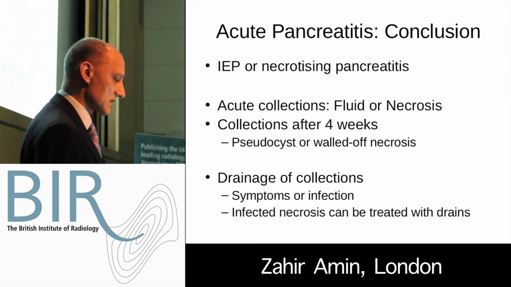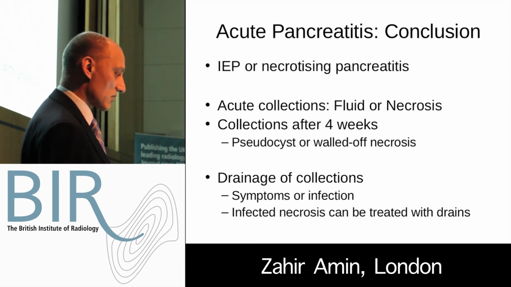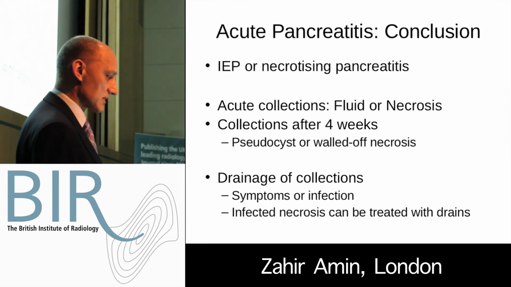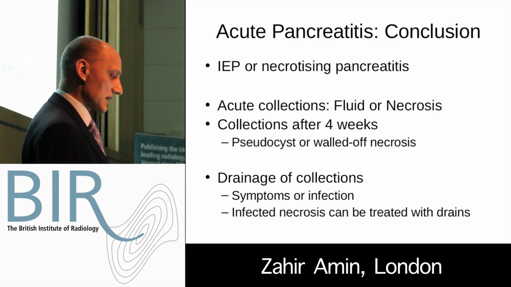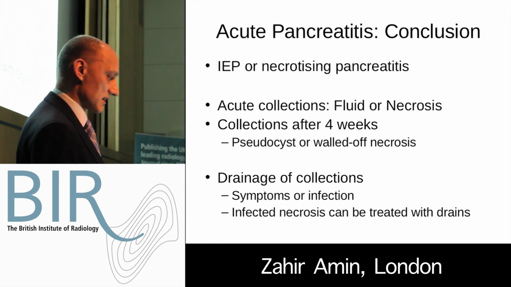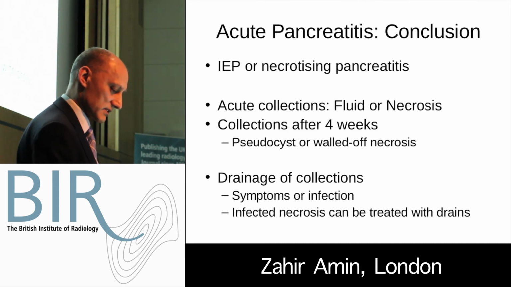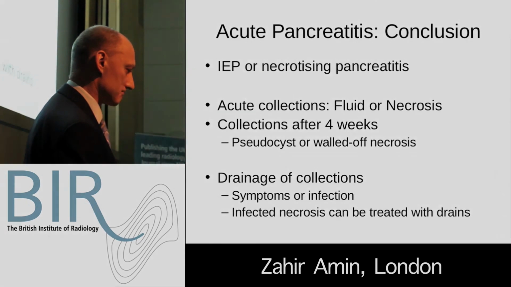So in conclusion, the new classification system for acute pancreatitis defines pancreatitis as either interstitial oedematous pancreatitis or necrotic pancreatitis. There's a simplified way of describing the collections following pancreatitis. The acute collections in the first four weeks should be described as acute peripancreatic fluid collections or acute necrotic collections. After 4 weeks, they should be described as pseudocyst or walled-off necrosis. And drainage of collections is increasing, and also of infected necrosis, which can be treated with percutaneous drains.